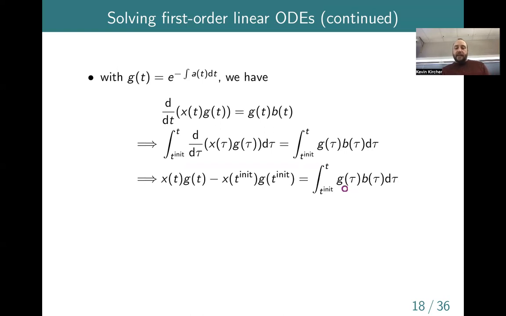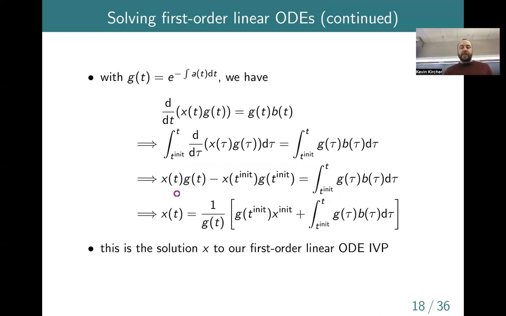So now you can see that we know what g is, we know what b is. This is given to us in the problem statement. We know t initial, so we can evaluate g at t initial. We are given x at t initial. That's the initial value we're given in the IVP. And we know g over here. So now we just do a little bit of algebra to solve this thing for x, and then we're done. So that's our last step here. We add this over to the right-hand side, divide through by g, and we get an explicit, analytical function for x, the solution.